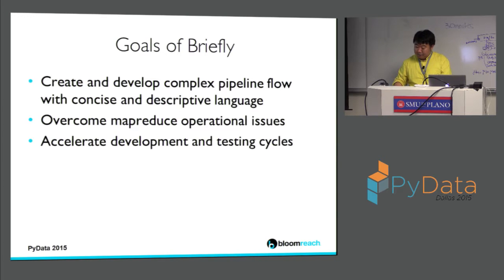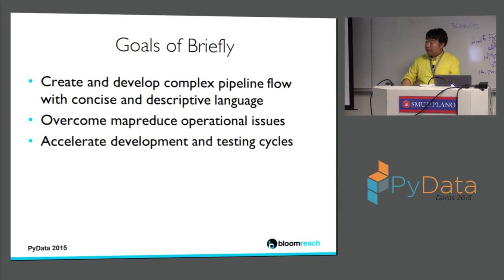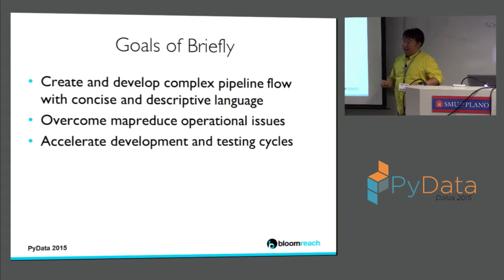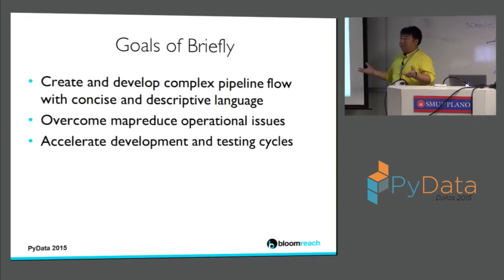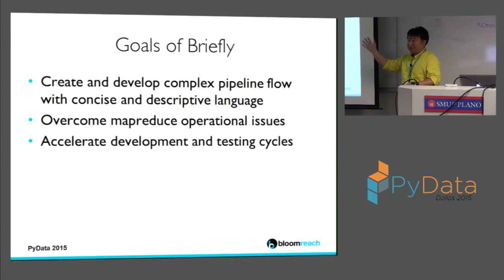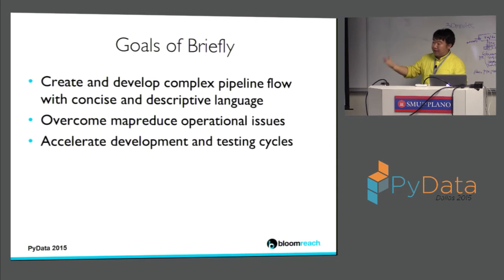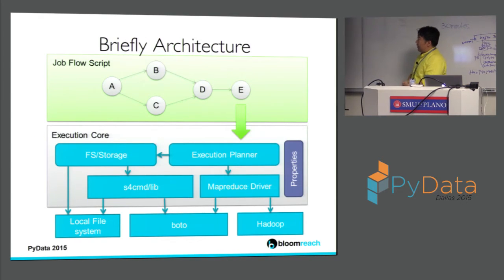So the goal for Briefly is that we really want to create a very complex pipeline in a very concise language, so that I don't have to write a lot of boilerplate. I don't want to create a class for a simple thing like just running a Hadoop job. And I don't want to deal with operational issues, because Amazon may tell you this cluster failed because the bootstrap had some problem. I don't want to deal with that. I really want to make this pipeline robust, so you can test it locally, remotely, in every environment, and it just works.